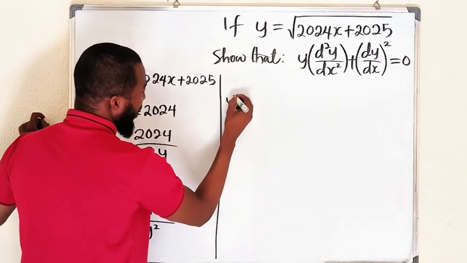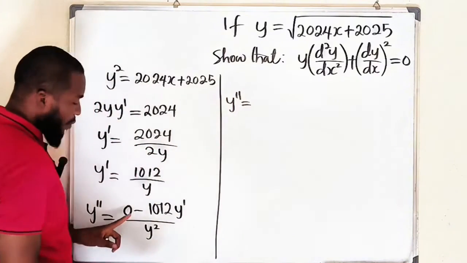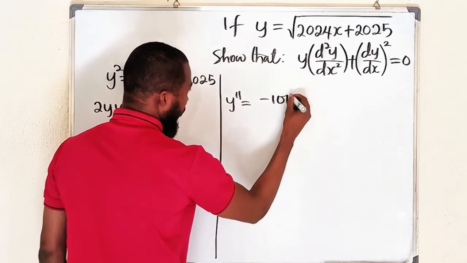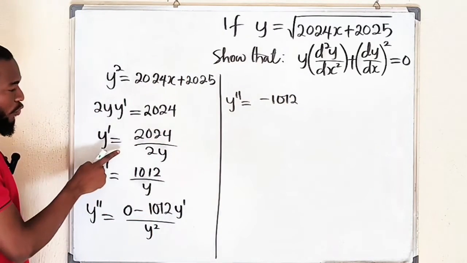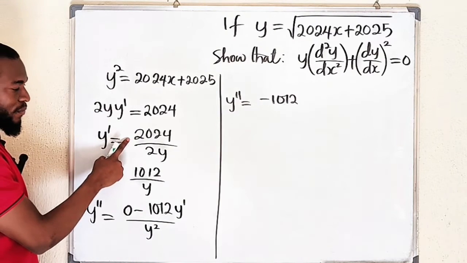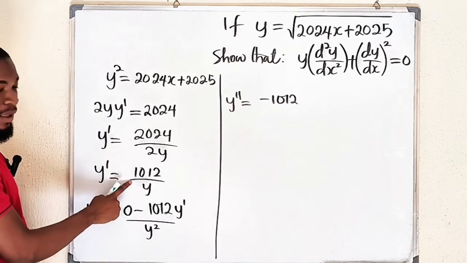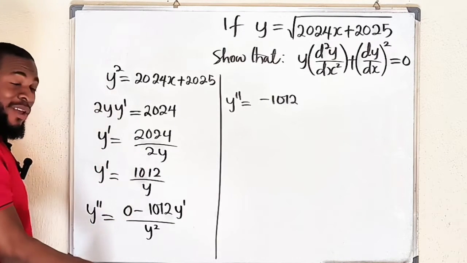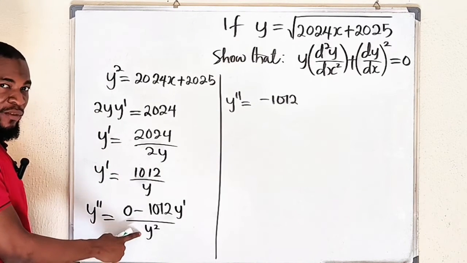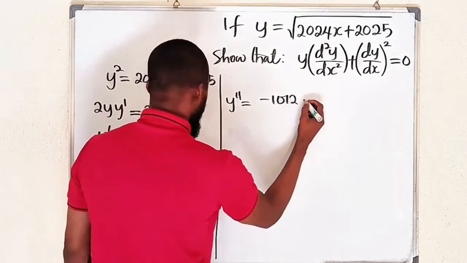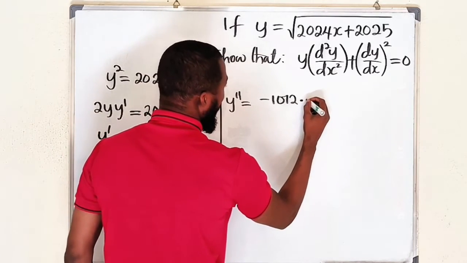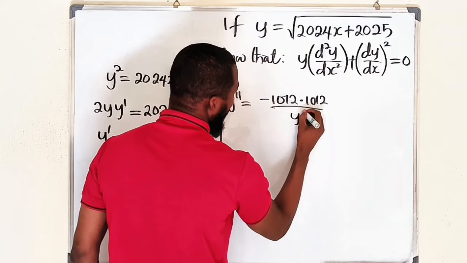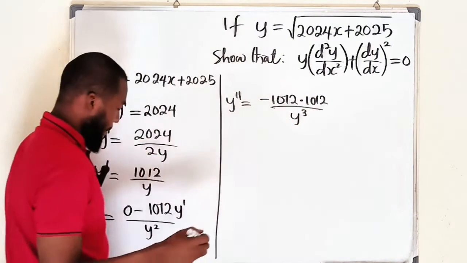So y double prime, which is the second derivative, will now be equal to minus 1012 y prime, but y prime is the whole of this. Okay, look at it here. That is 1012 divided by y. But this y will eventually drop down to multiply this y squared. So we have just times 1012 divided by y to the third power.